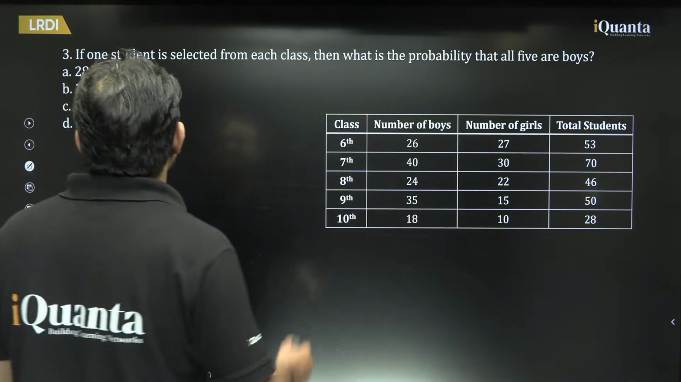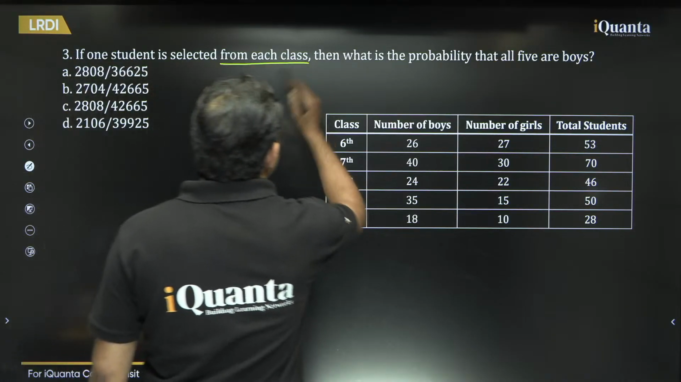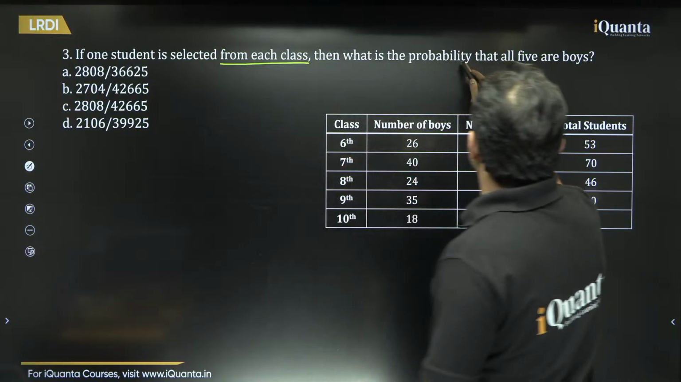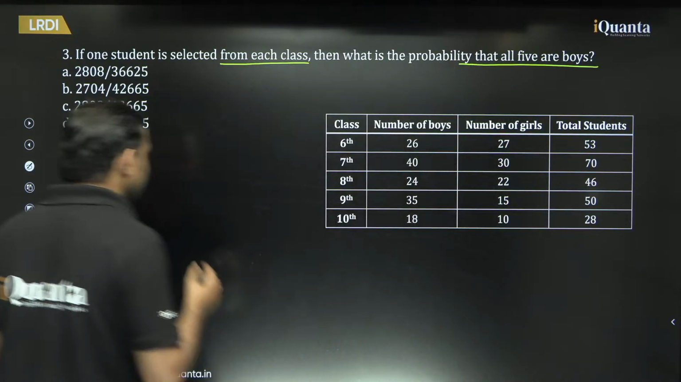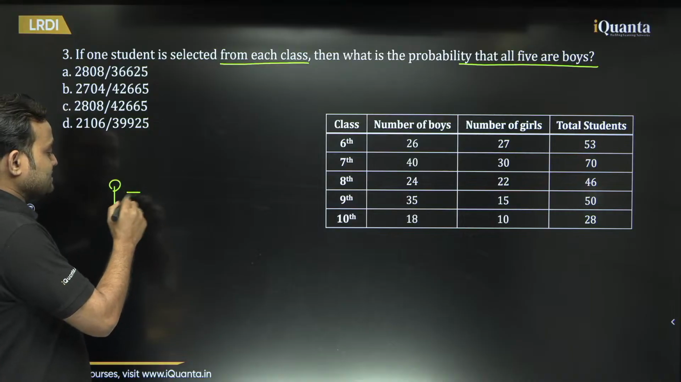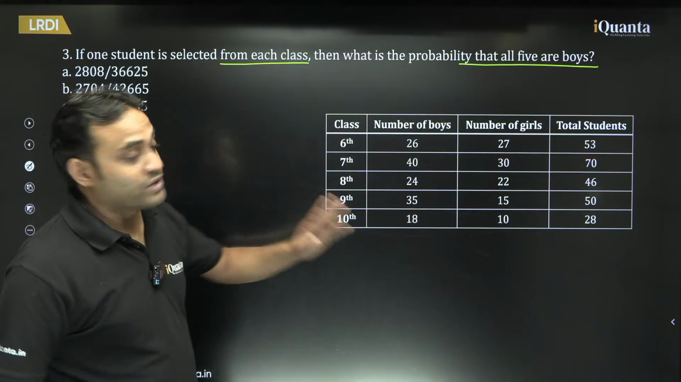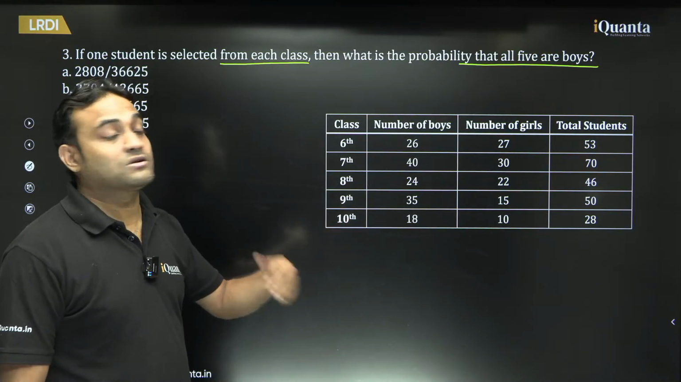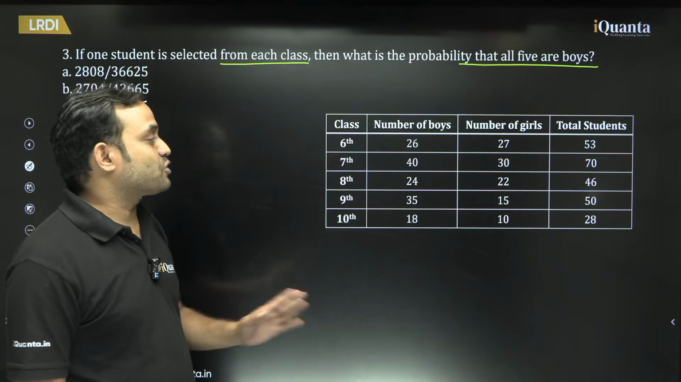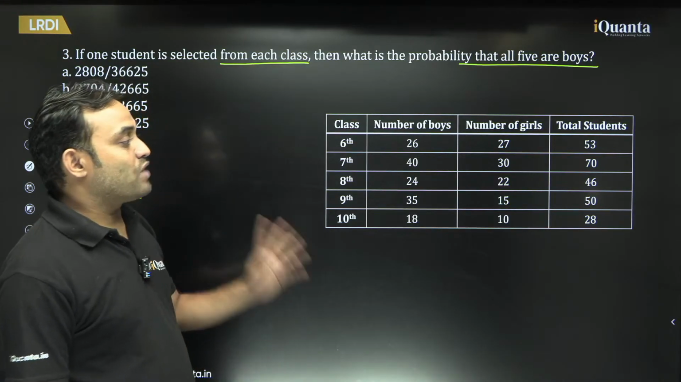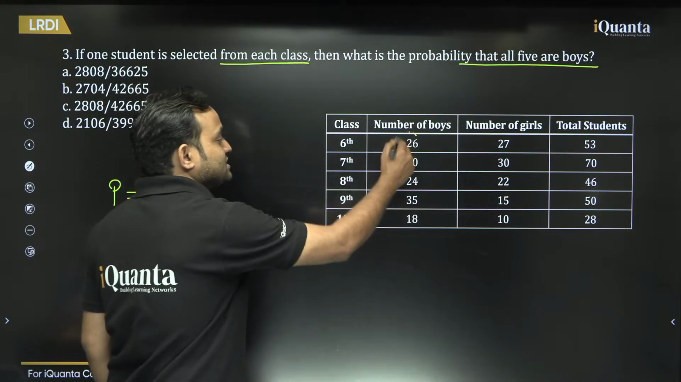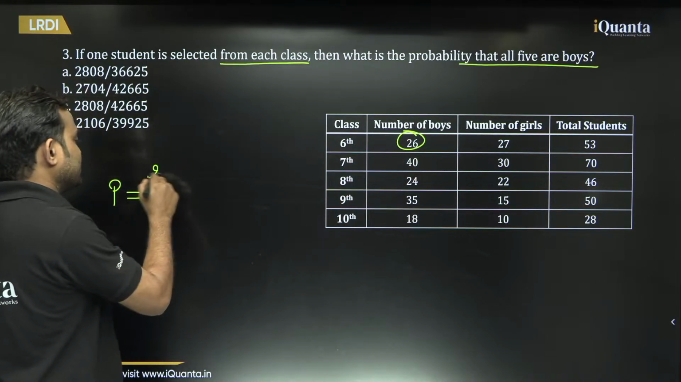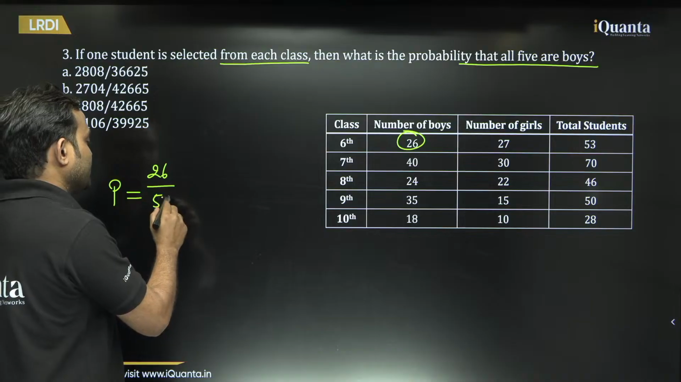Question number 3 says, if one student is selected from each class, then what is the probability that all 5 are boys? So, probability P is equal to 1 student from each class, the probability that all 5 are boys. What is the probability if we select one student from class 6 that it's a boy? The number of boys is 26, so it will be 26 upon 53.